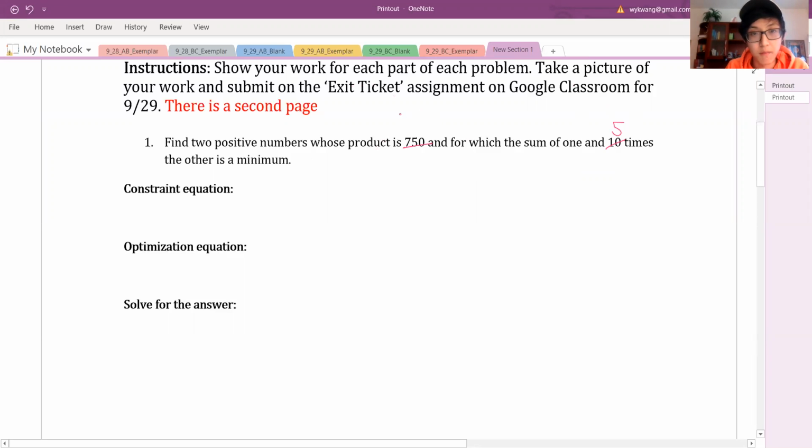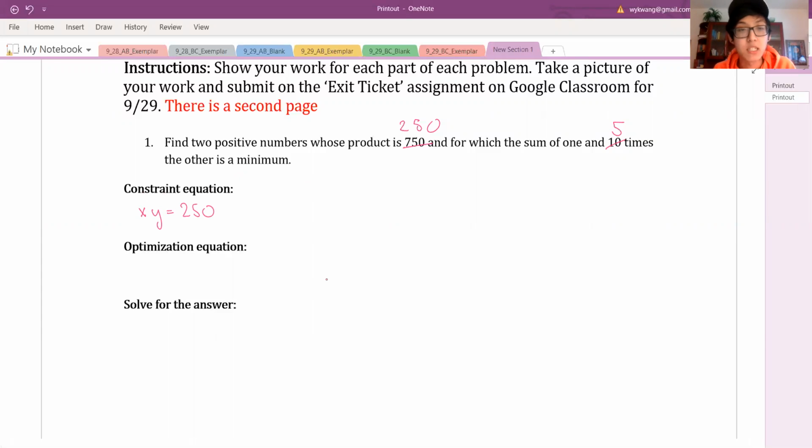So our constraint equation is gonna be this first part, right? Find two positive numbers whose product is 250. It tells us straight up, this is a rule that we have to follow. So two positive numbers, let's name them x and y. So x times y is equal to 250. That's our constraint equation.